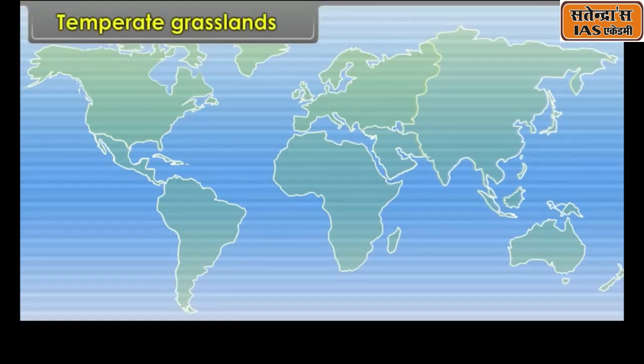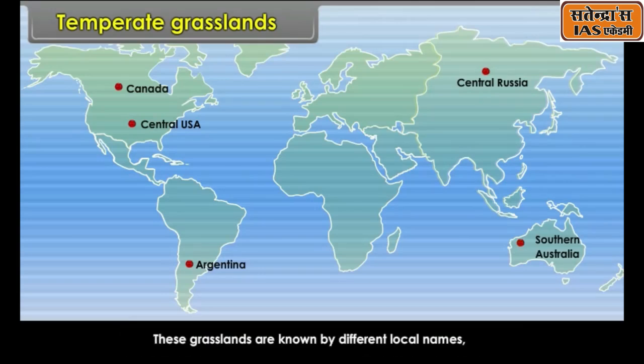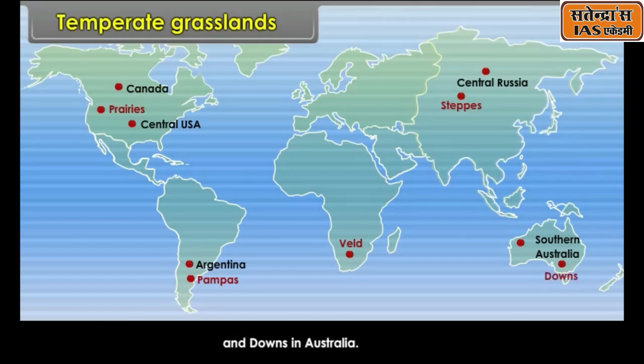Temperate grasslands. Temperate grasslands are found in southern parts of Canada and central USA, Argentina, central Russia and southern Australia. These grasslands are known by different local names such as prairies in North America, pampas in Argentina, veld in South Africa, steppes in Russia and downs in Australia.